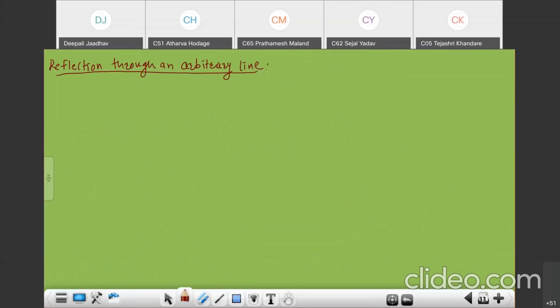Previously, we have seen the reflection through the lines that pass through the origin. Correct? We have seen the reflection through x-axis, reflection through y-axis, reflection through origin, or reflection through y is equal to x line, or reflection through y is equal to minus x. So that reflection we have seen previously.